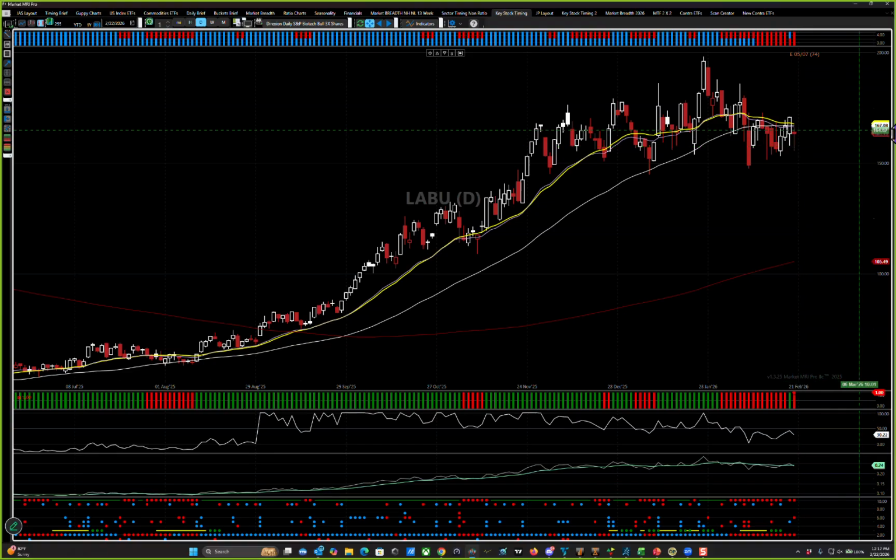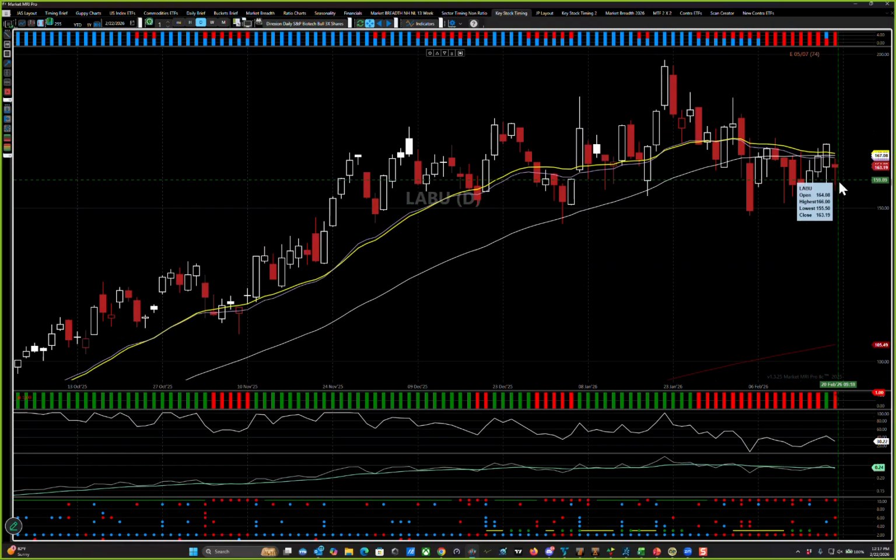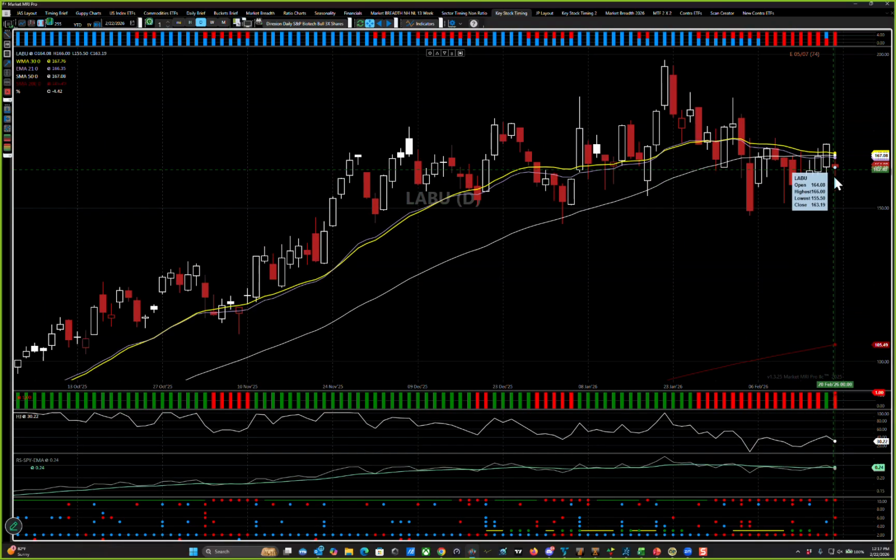I keep thinking this is done, but it refuses to die. And yes, it's below the moving averages. But look at the hammer or the bottoming tail that we saw here. It's right below the moving averages. Maybe biotech's not dead.